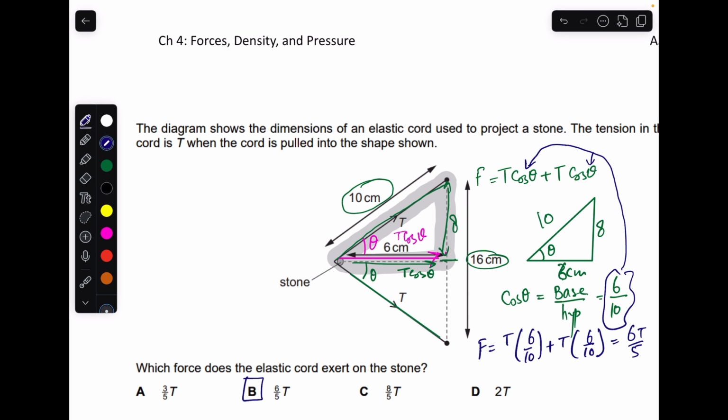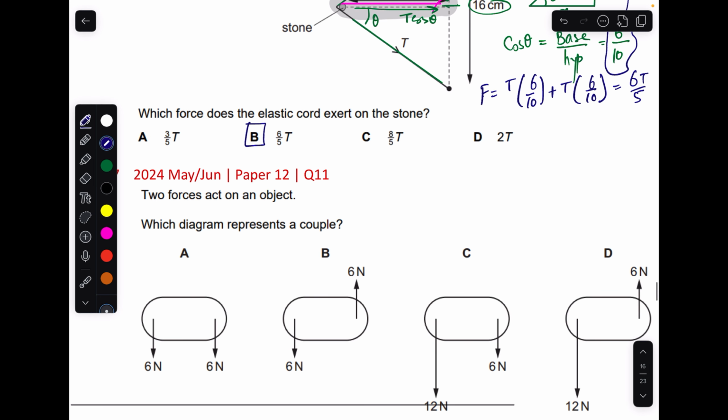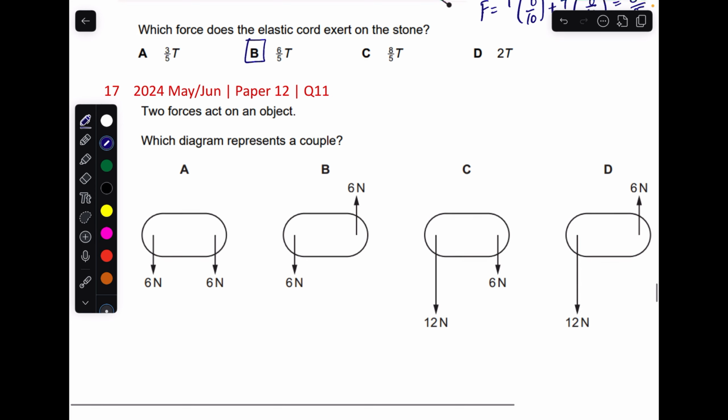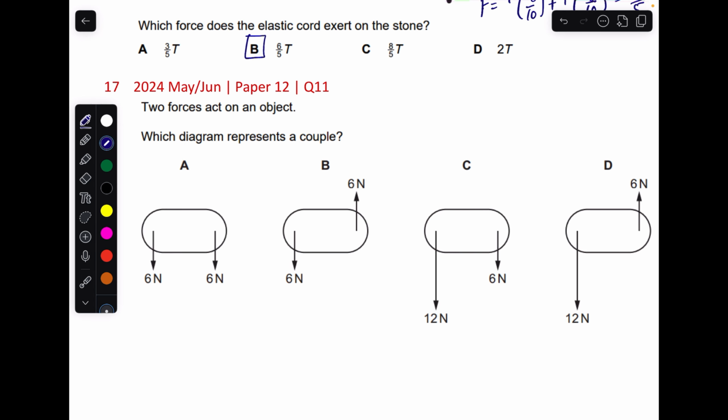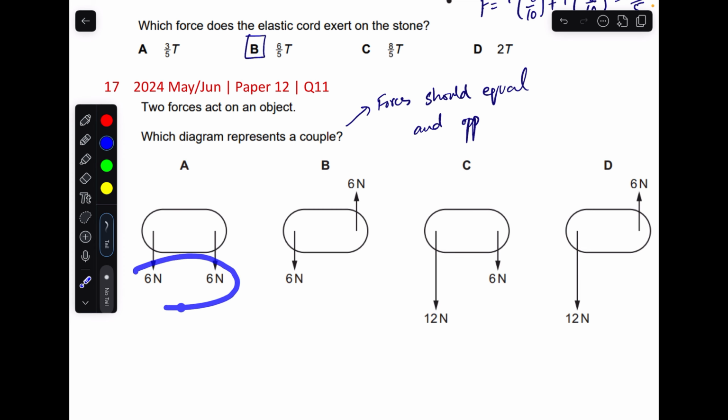In the next question, two forces act on an object. Which diagram represents a couple? Okay, for a couple, forces should be equal and opposite, and the line of action should not be the same. So they are equal but not opposite. They are equal and opposite, so it's correct. This is not correct. This is not correct. Okay. So it's option B.